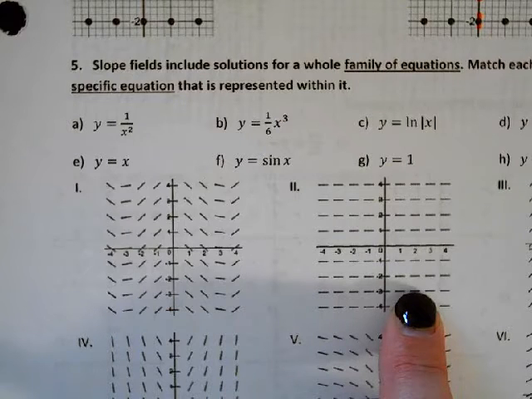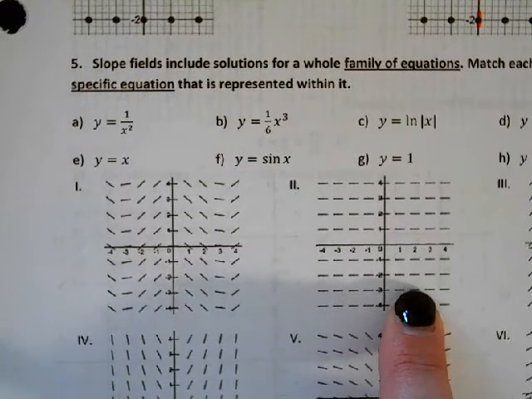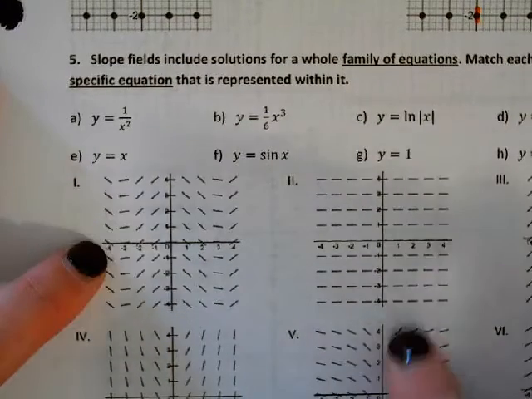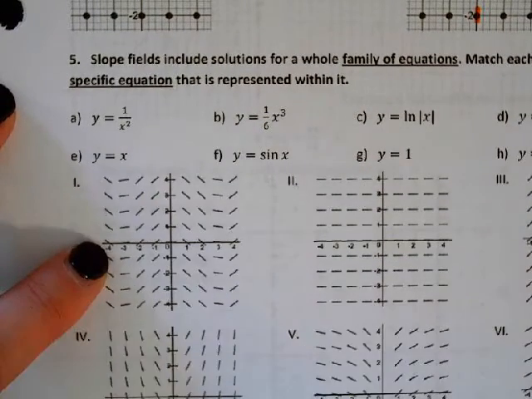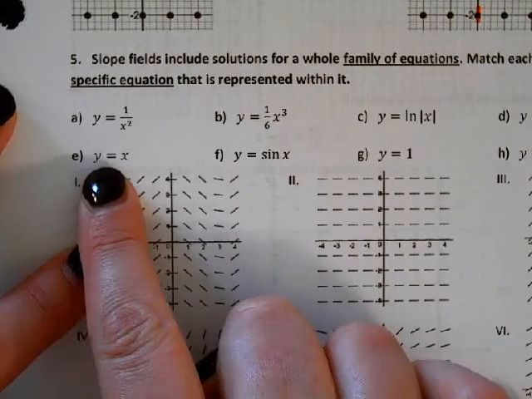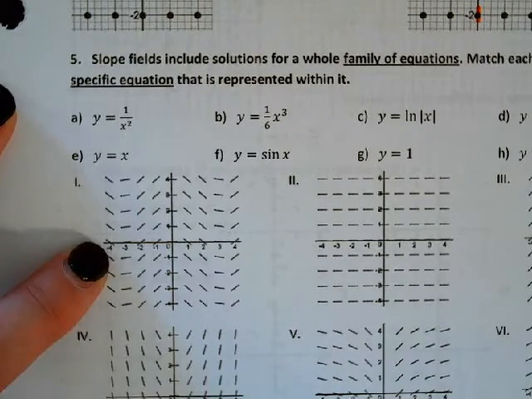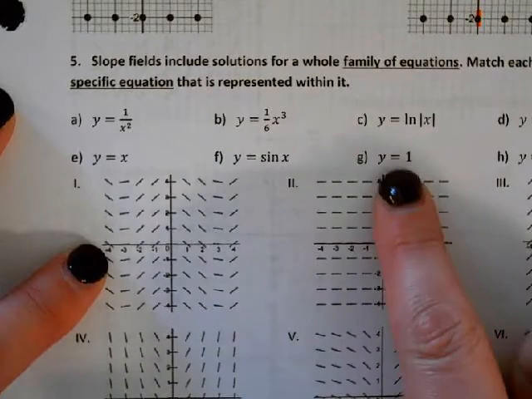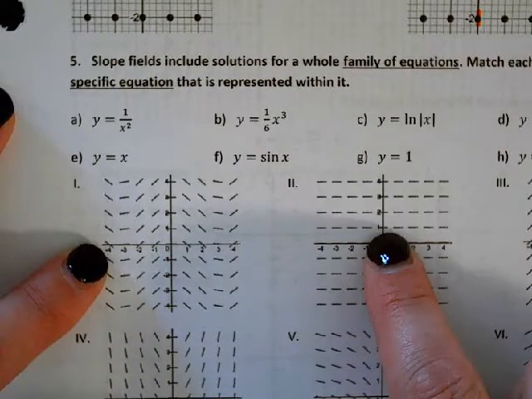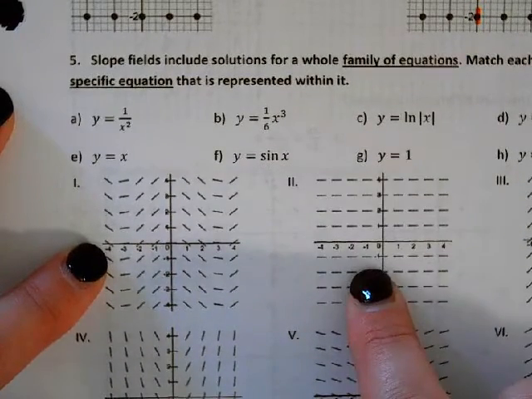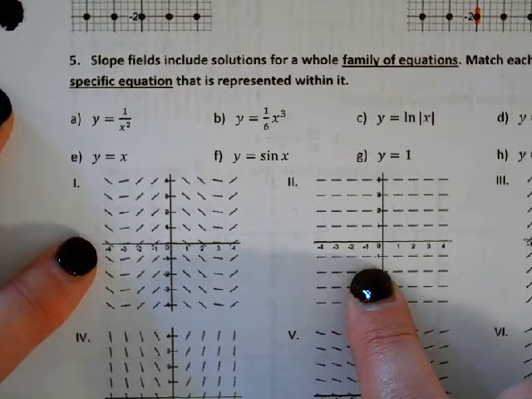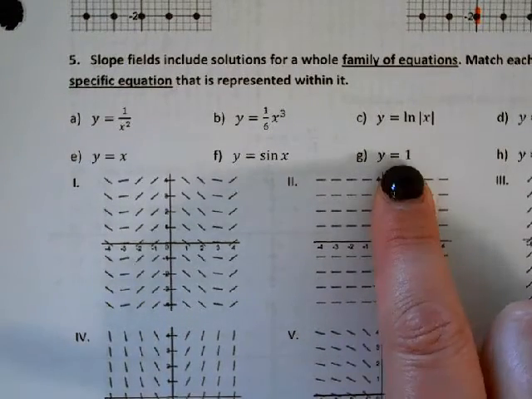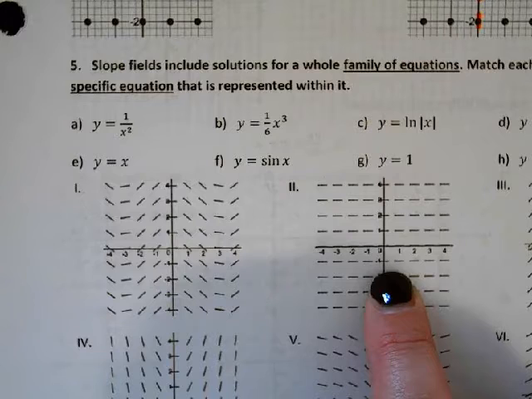Now keep in mind what you're actually seeing graphed. These slope fields were not created based on the y equals. They were created based on the dy dx. So don't say, ooh, I can see y equals 1 right there, so g must match up with 2. That's not necessarily the case, because y equals 1 did not create this. It was the dy dx that created it. Does that make sense? Okay.